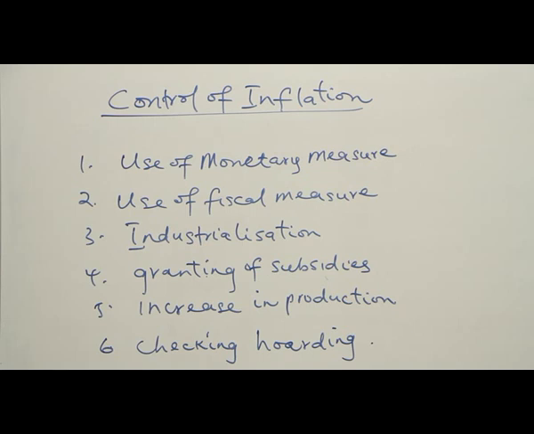Another way of controlling inflation: industrialization. Government should encourage people to go into industrializing the economy. By industrializing the economy, inflation will drop because you are transforming your primary sector into secondary and tertiary sectors, so that more goods and services will be produced and enough will be available for people to buy. So by doing this, inflation will drop because of the large goods and services produced in the economy. But if the economy is not industrialized, the economy will still be experiencing inflation because they have not transformed the primary sector into secondary and tertiary sectors that can boost the economy.